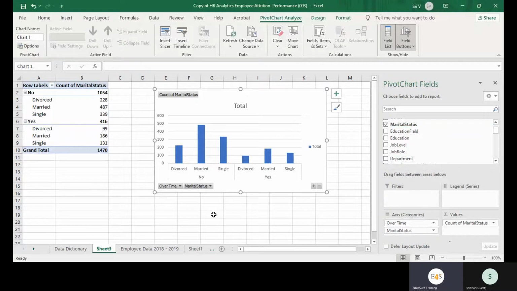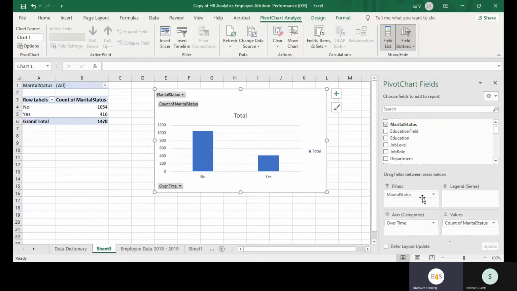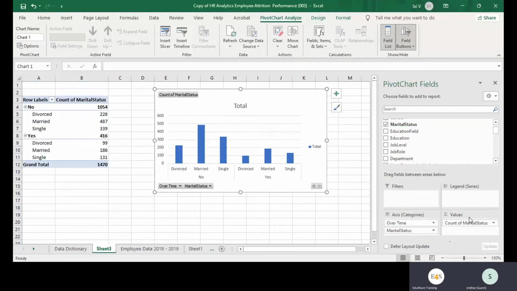The other way is that you are just taking another column in the filter with the overtime, and then you are selecting just yes for them. Got it? Yes, I got it. So that can also be done. So basically, what is the relationship between these two factors? That married people, then we have single ones, and divorced are the least interested in overtime.